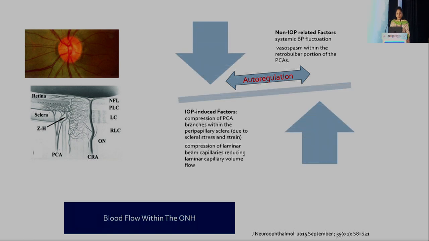So it could be a non-IOP related factor or an IOP induced factor. Anything which is going to affect this posterior ciliary artery is going to further affect the blood supply here, further leading to the death of the retinal ganglion cells, and this is what all happens.